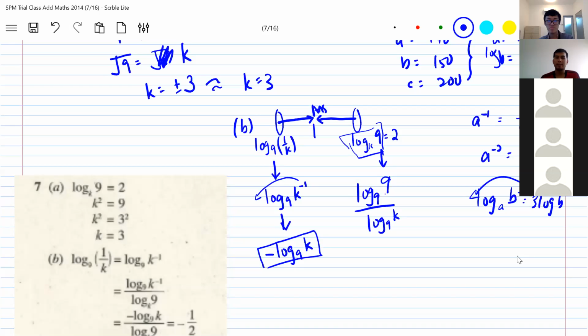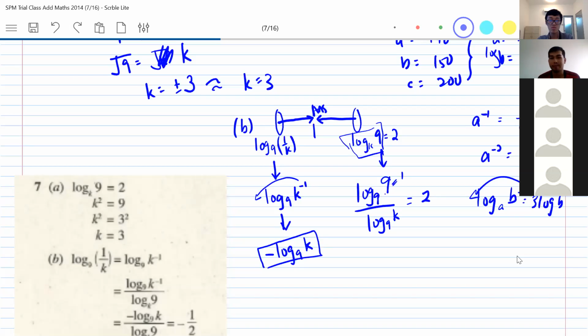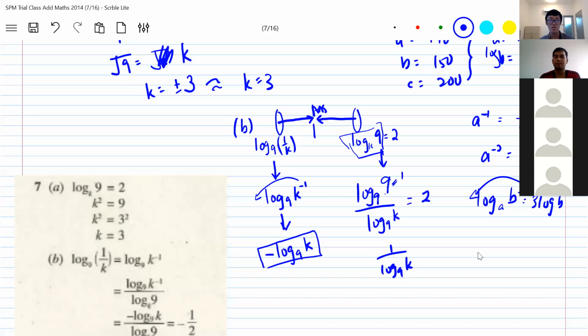This side is actually equal to this side. It is the same thing. This is equal to 2. Log base 9 of 9 is equal to 1. If the base and the thing that you're logging is the same number, the answer is always 1. Log 10 is 1. Log 2 is 1. Log 100 is 1. Divided by log base 9 of k is equal to 2.